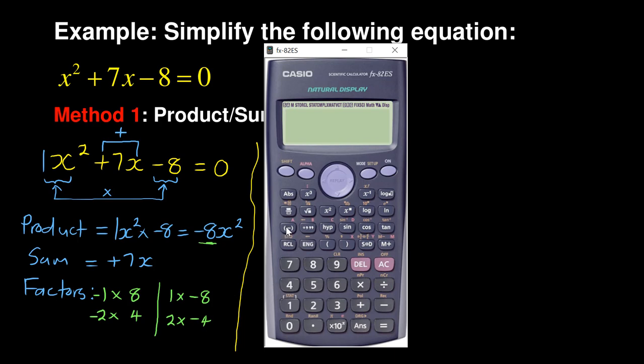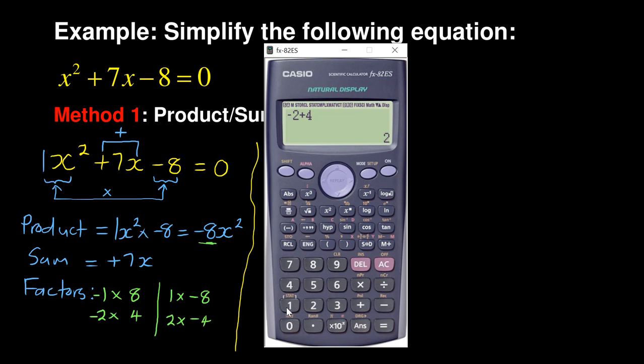So if I say minus 1 plus 8, the first one, you see it's giving me a positive 7. So that is the one that will give me a sum of positive 7. But let me try the other factors so that you can see what they give me. It's minus 2 plus 4. It is giving me a positive 2, which is different from my sum. My sum must be a positive 7.